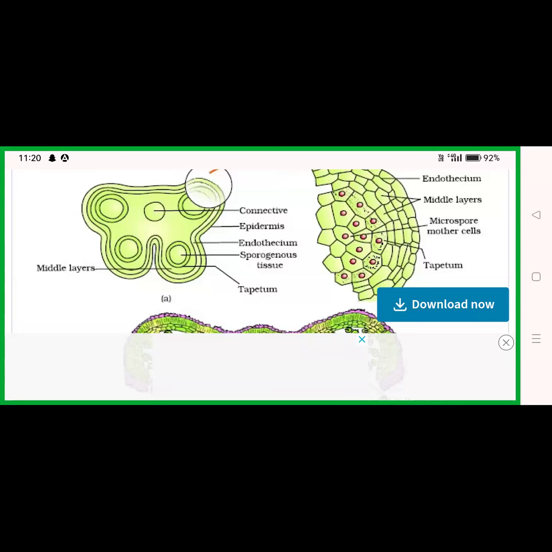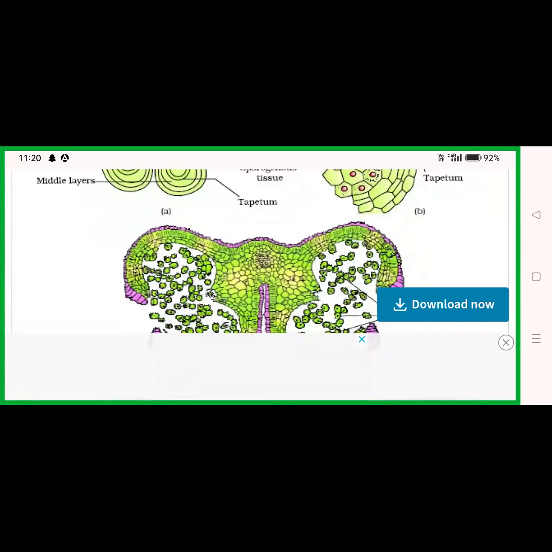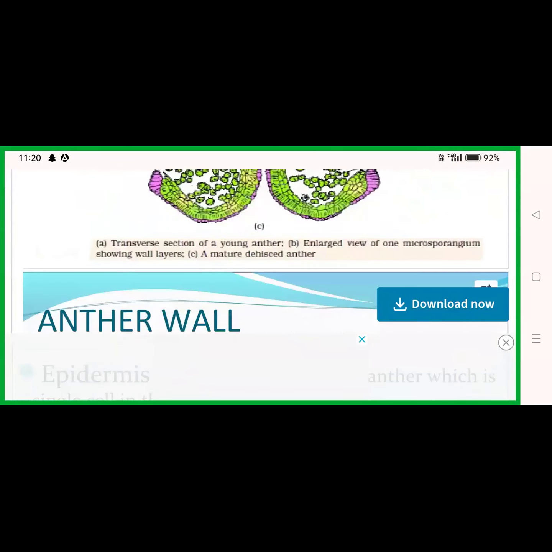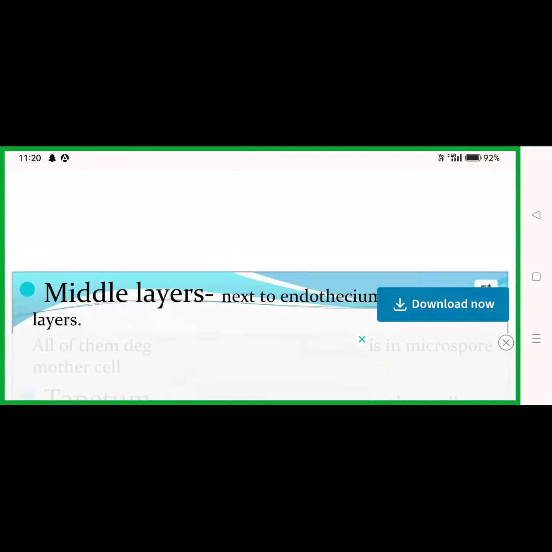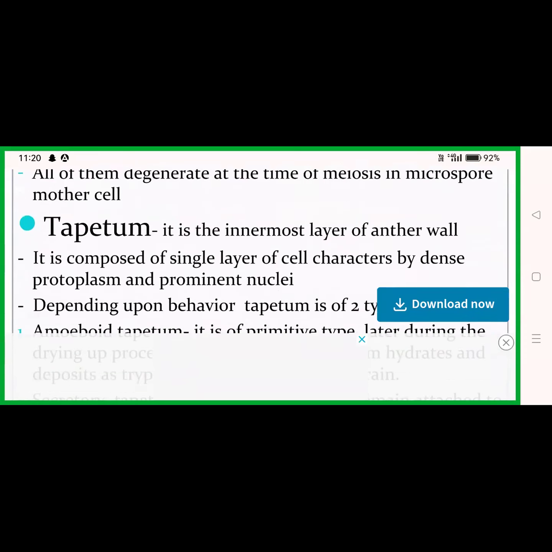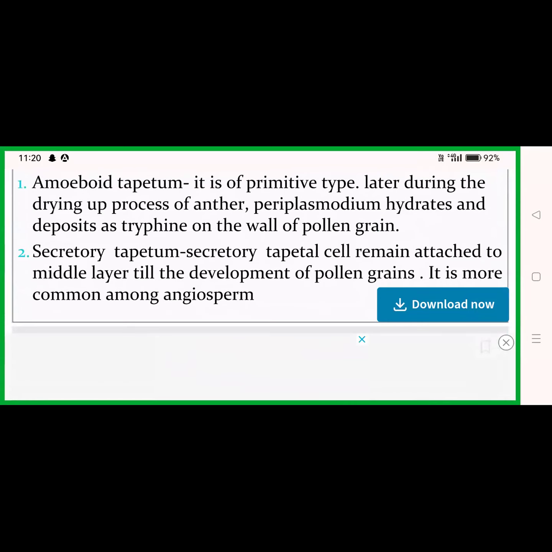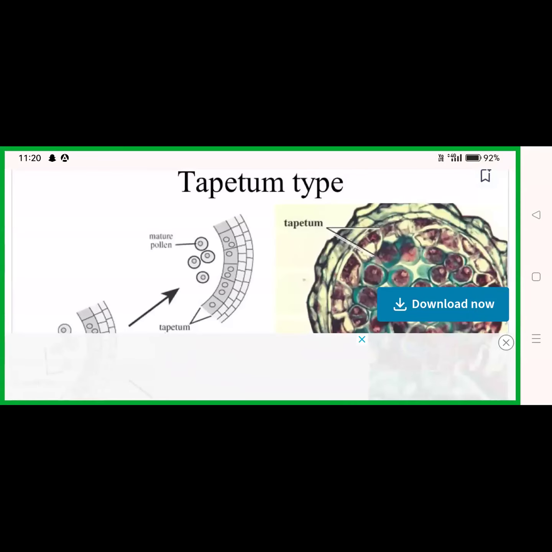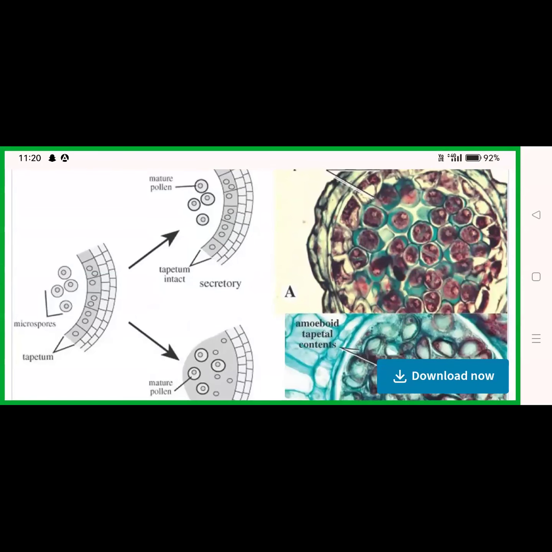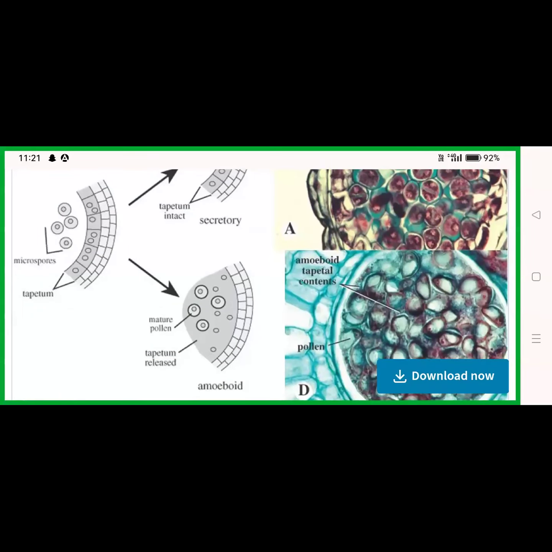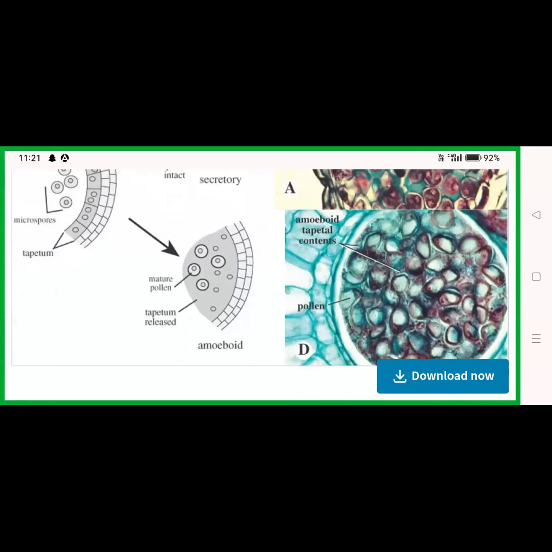Next, coming to the functions of the tapetum. See here, the endothecium, the middle layers, the tapetum. This is the amoeboid tapetal cells and secretory tapetal cells.